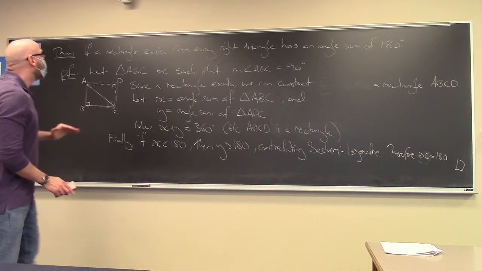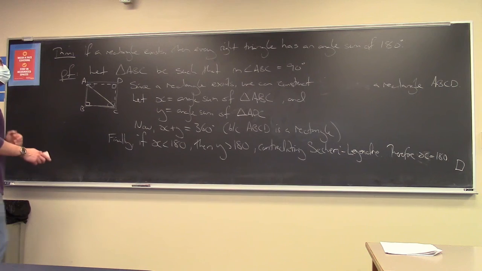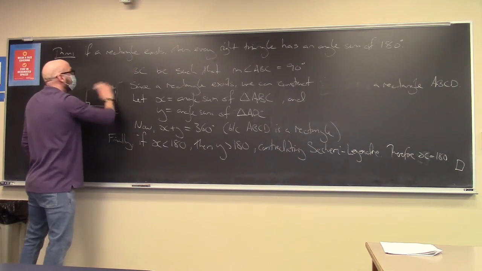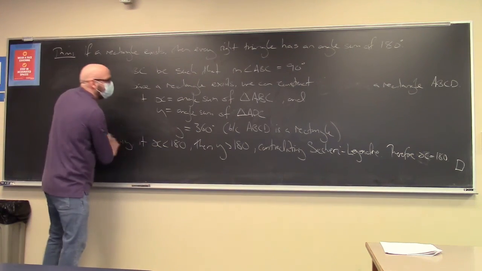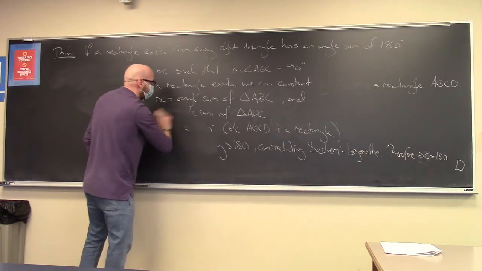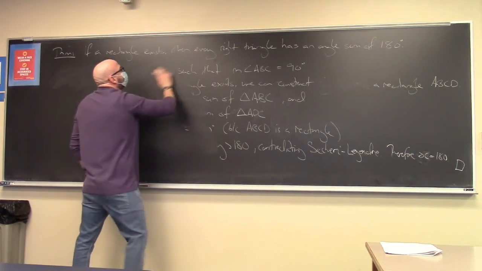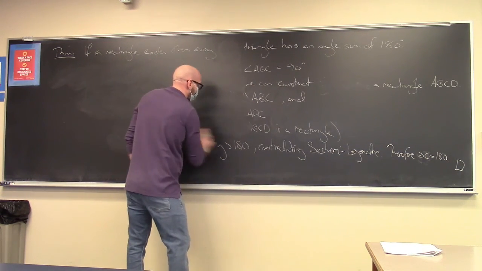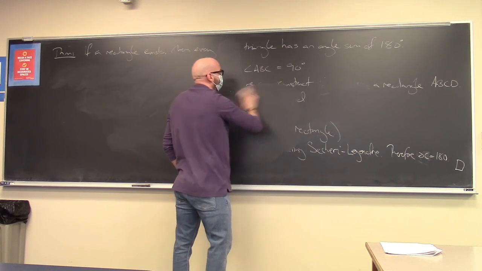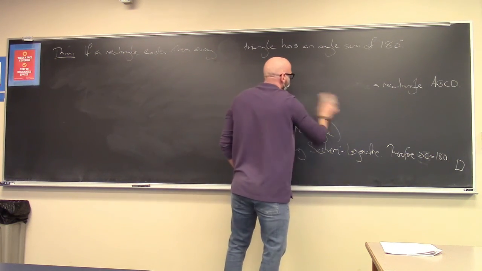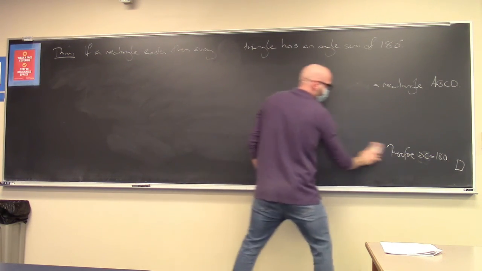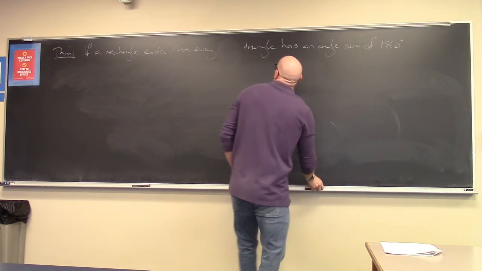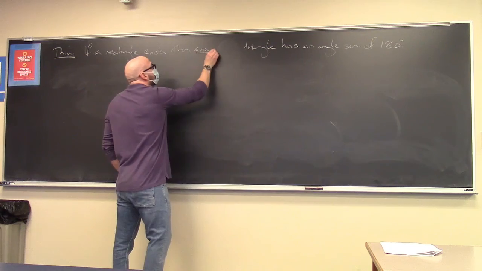All right, so again, just a special case of what we're going to have now. Our next theorem is going to say if a rectangle exists, then every triangle has an angle sum of 180. I'm being a little bit lazy here because it's already on the board.